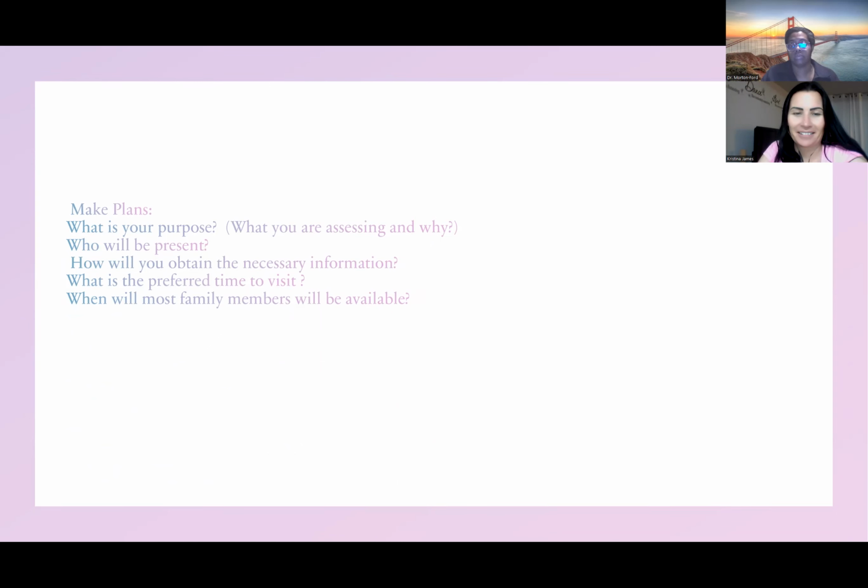So what is your purpose for the assessment? Are you getting ready to introduce them to a program? Are you getting ready to provide them with some type of service? And we talk about the family. Who will be there? Who's going to be present? And the people that are going to be there, do they have a need for, for example, a translator, maybe? Yeah, they might need that. How will you obtain the necessary information?